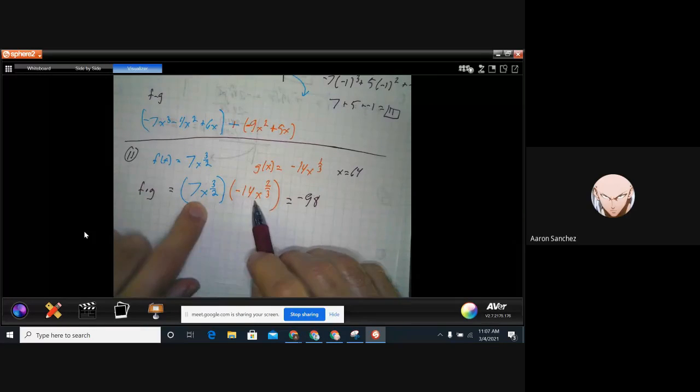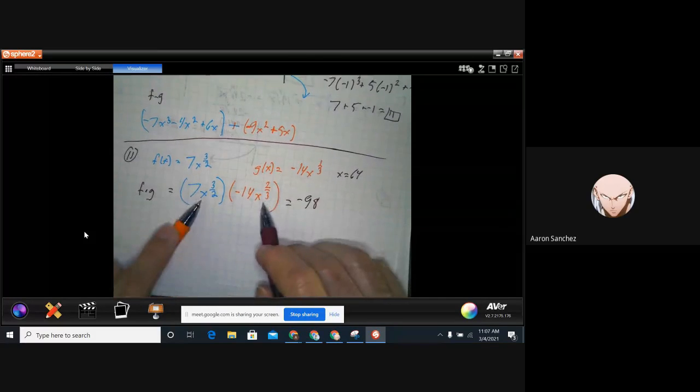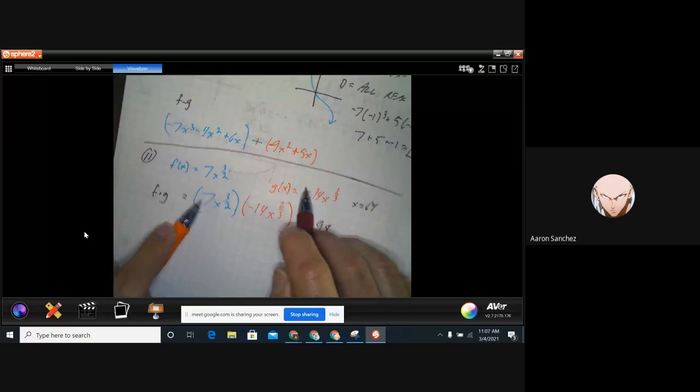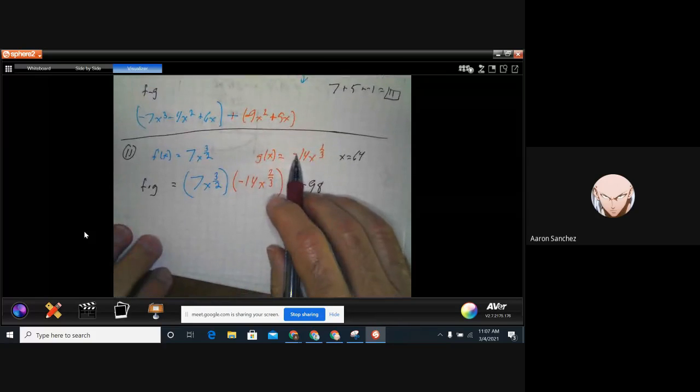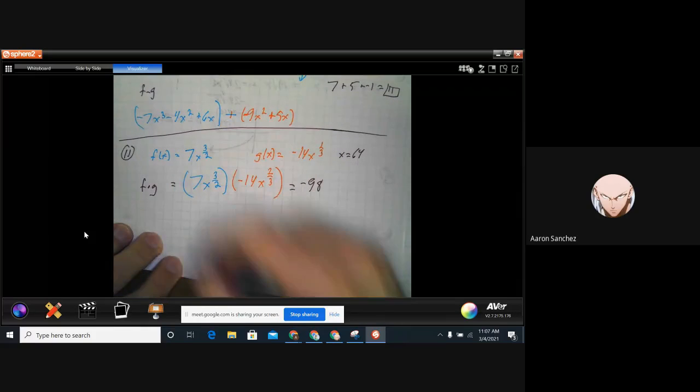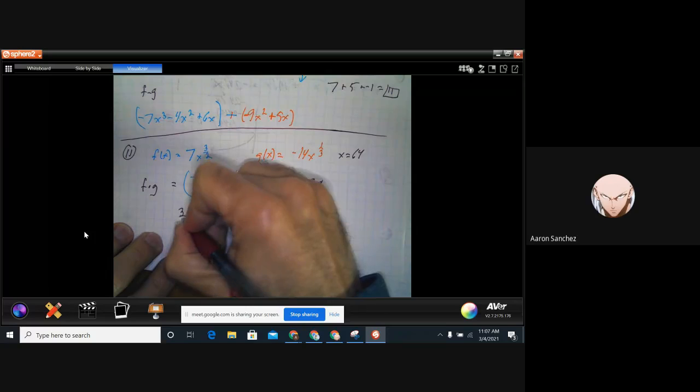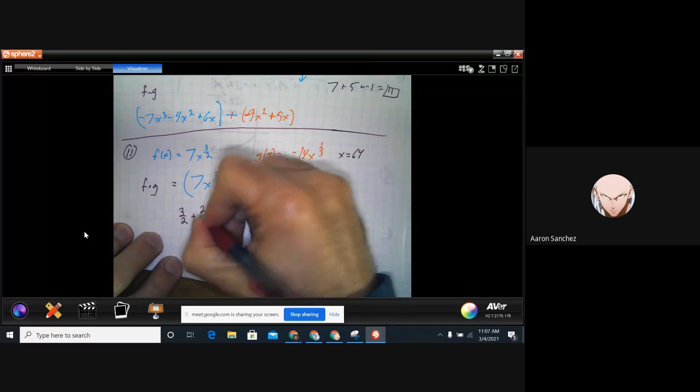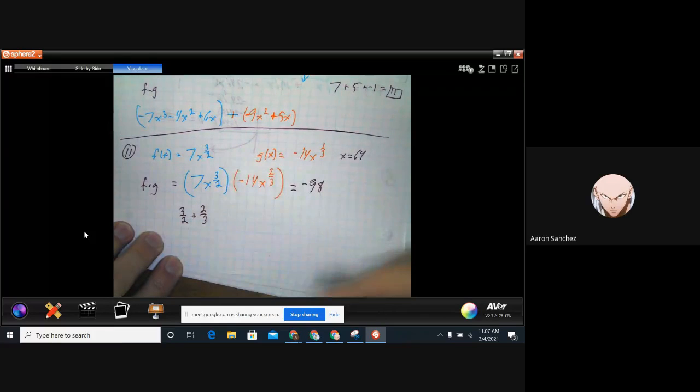Now, x to the 3 halves times x to the 2/3. I can multiply this times this. But remember, when we multiply them, they have the same base, so we add the exponents. I've got to add 3 halves plus 2/3. I'm just going to do it here in purple.